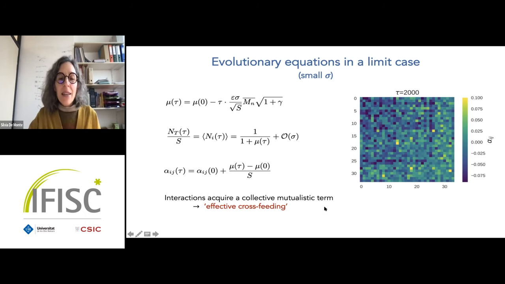So what is interesting for us is that this term that comes out in the matrix, if you think of the Lotka-Volterra system as the approximation of a more realistic MacArthur model, where you have explicitly described interactions through resources, then you could think of it as the emergence of an effective cross-feeding term.